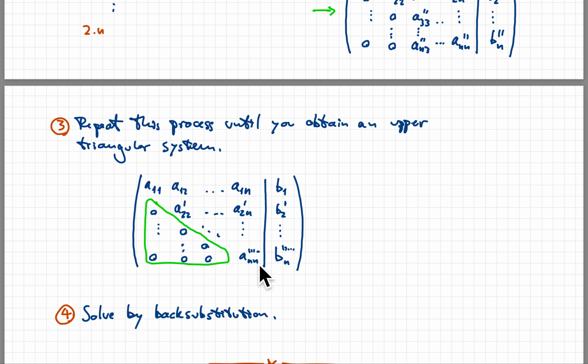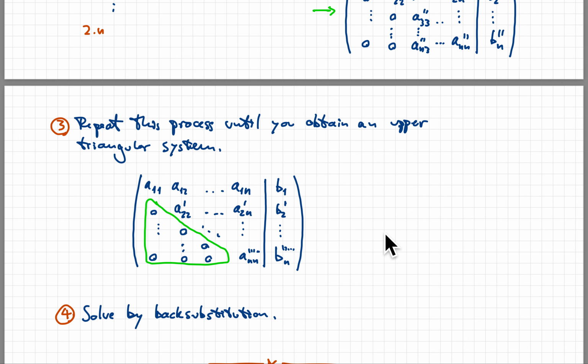You solve for xn by taking this element, dividing by this element. And once you have xn, you go to the previous equation, you solve for xn minus 1. And once you have xn minus 1 and xn, you go to the previous equation, you solve for xn minus 2, and so on and so forth. And that's called back substitution. You go all the way to the top, and you end up solving for x1 at the very end. And this is something we saw before. In a previous video, we discussed how to solve systems that are upper triangular.